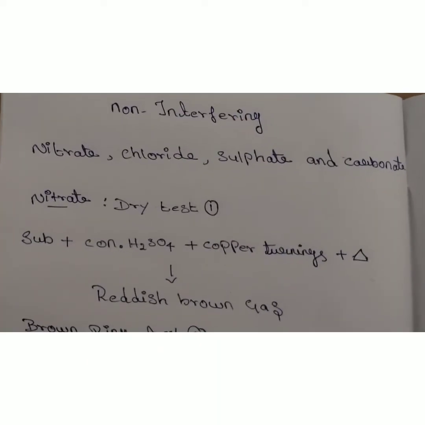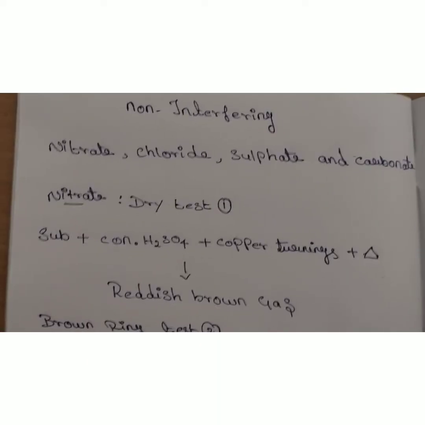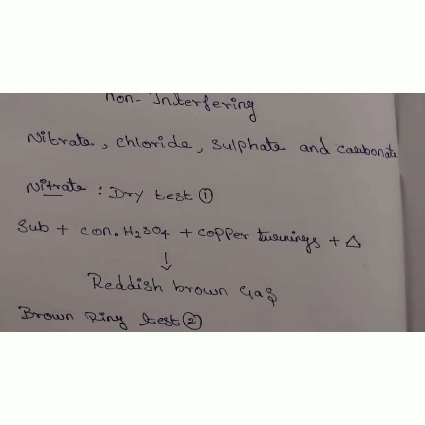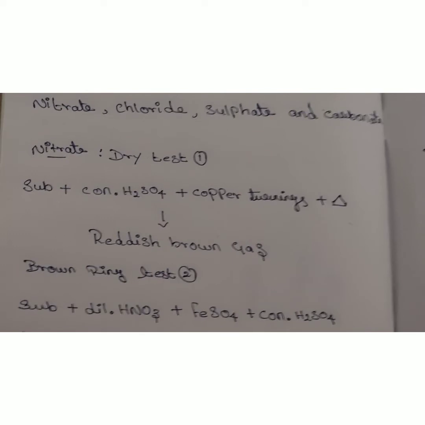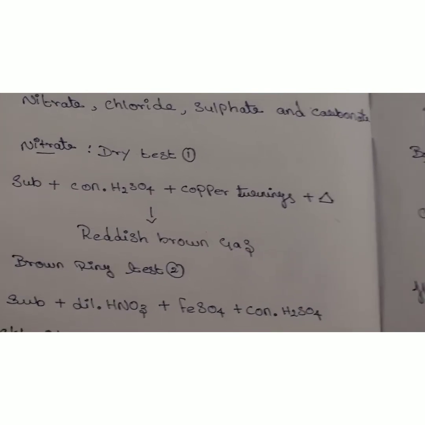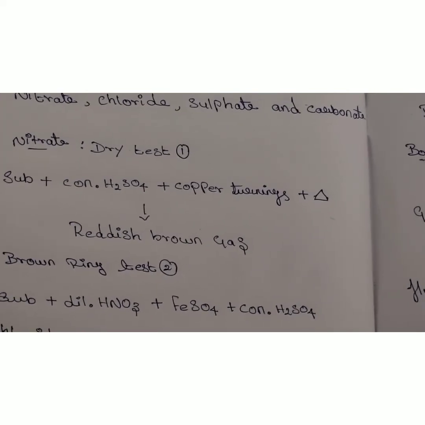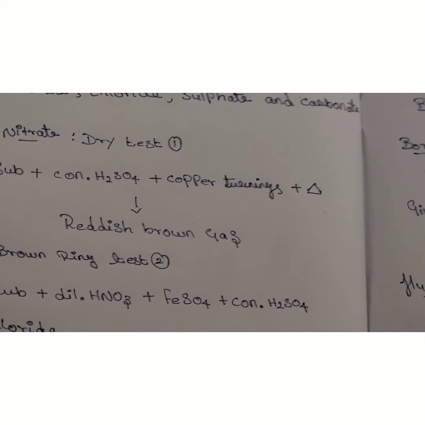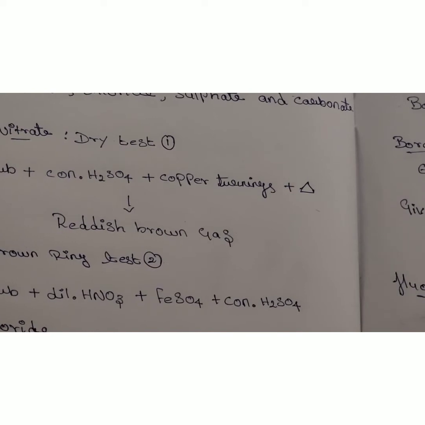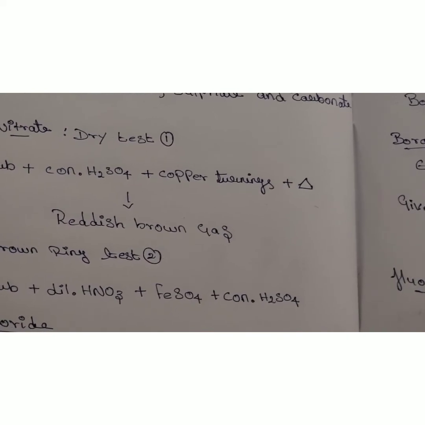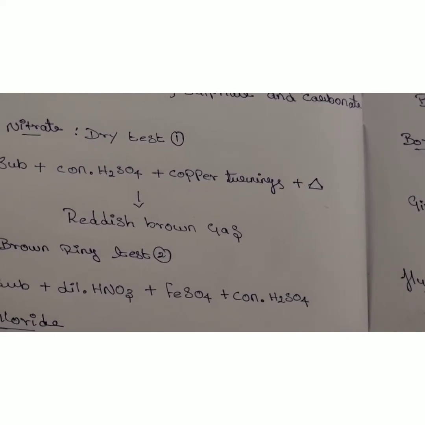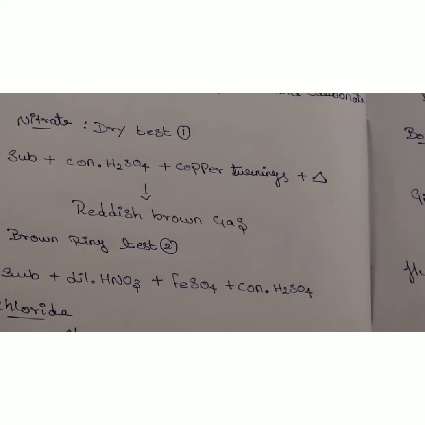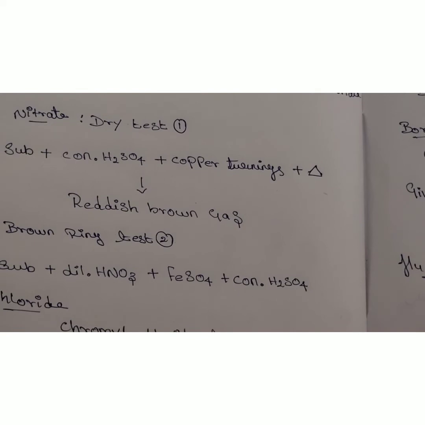Now, non-interfering radicals. In non-interfering radicals, we are going to see nitrate, chloride, sulfate and carbonate. First, in nitrate, the dry test is done. The substance is mixed with concentrated sulfuric acid and we also add copper turnings, and this mixture is heated to get a reddish brown gas. The reddish brown gas confirms the presence of nitrate.